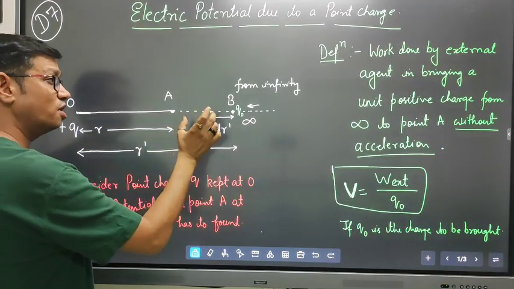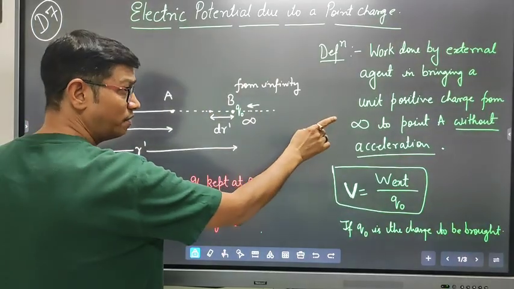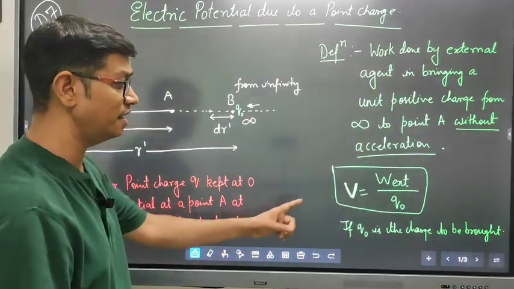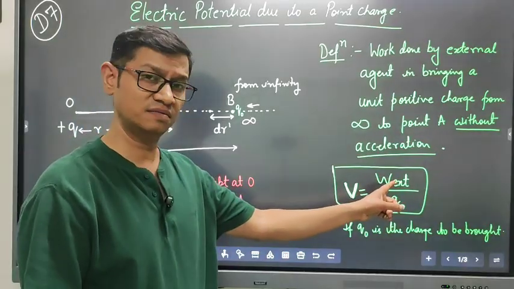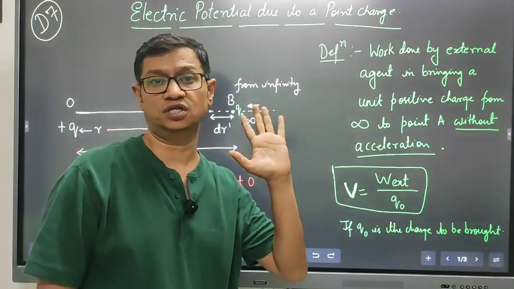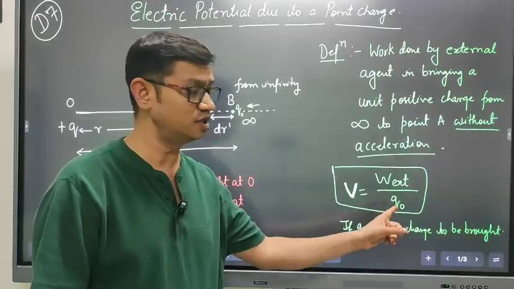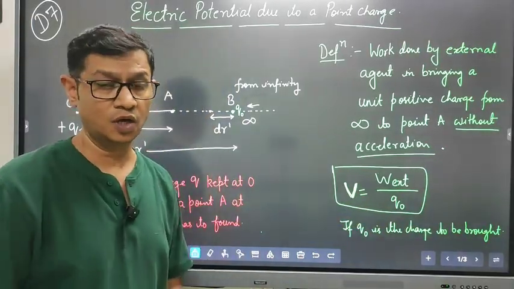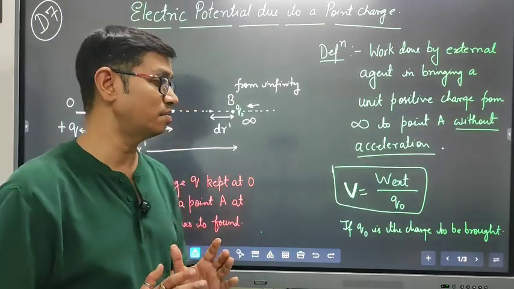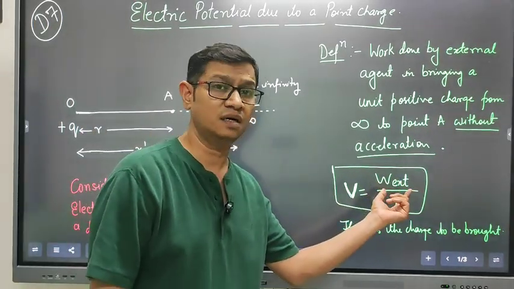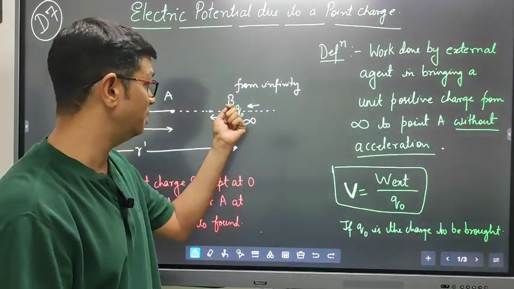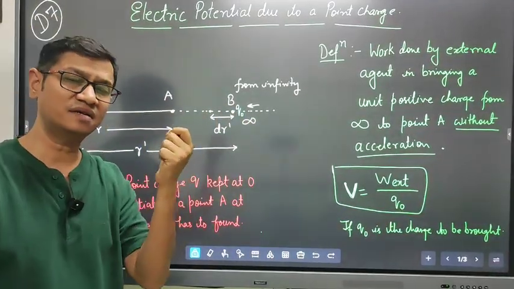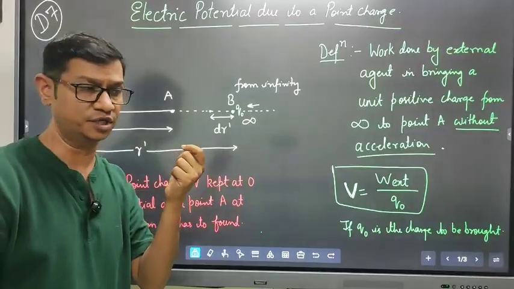We will calculate the work done in bringing this charge from infinity to this point A, and then the electric potential will be the work done that we calculate divided by the charge, because it has to be a unit positive charge, so we'll divide by the charge Q naught to get the electric potential. So the entire game is about calculating the work done by the external agent in bringing this charge from infinity to this point. First, let's understand why there has to be work by the external agent.